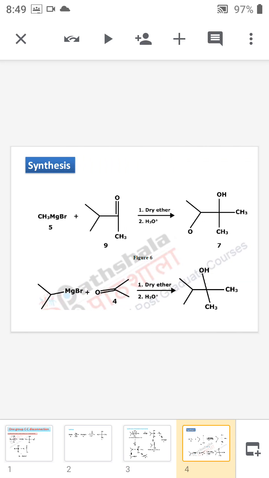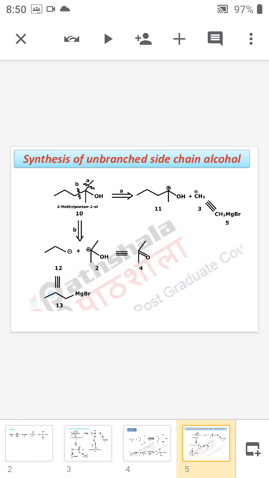And this is the synthesis method of the above reaction. CH3MgBr reacts with the ketone and we will get the tertiary alcohol. Now we are moving into the synthesis of an unbranched side chain alcohol. So these are examples of the 1,1 disconnection.